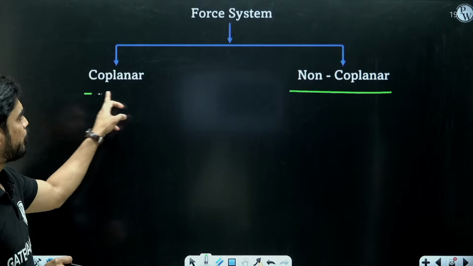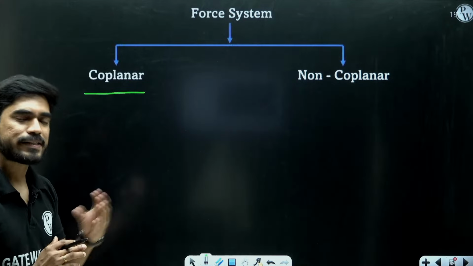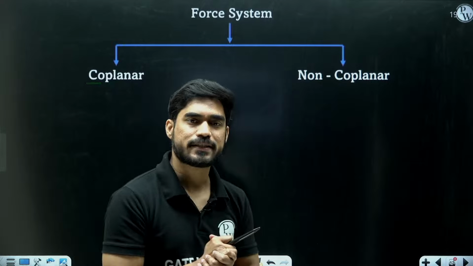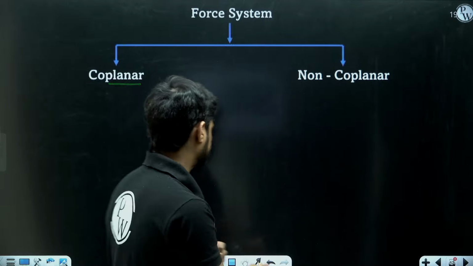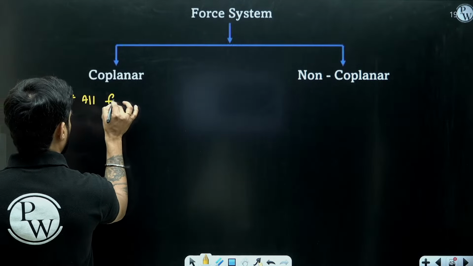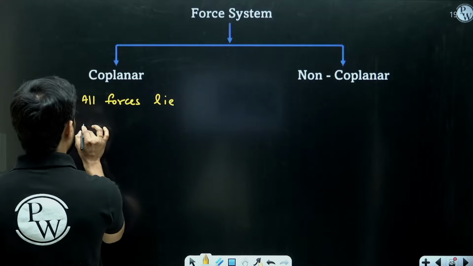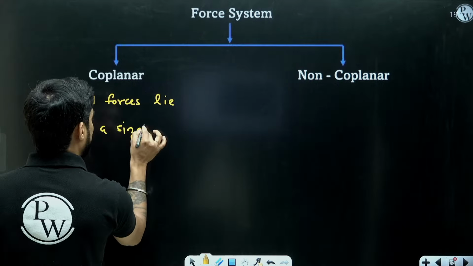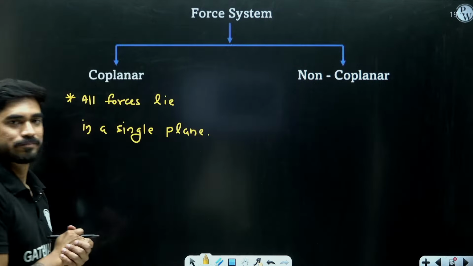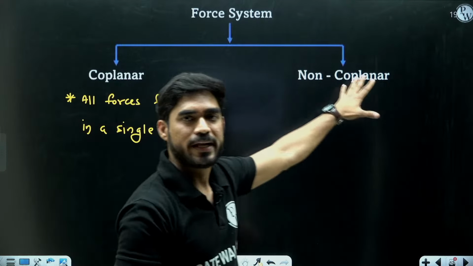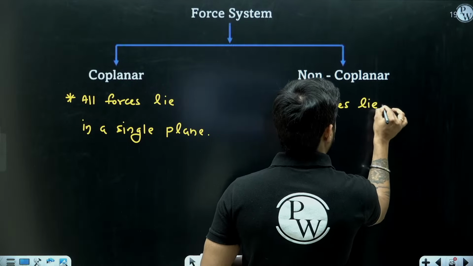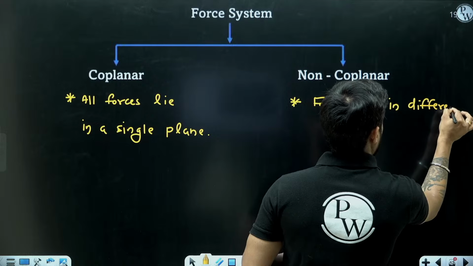What do we mean by coplanar force system? By the name itself, it is very clear. Coplanar means all the forces lie in a single plane. You can write it down. All forces lie in a single plane. And in non-coplanar force systems, forces lie in different planes.